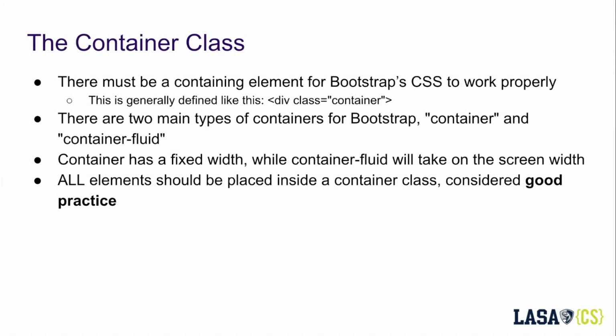There must be a containing element for Bootstrap CSS to work properly. The way to define a Bootstrap container is by using the container class as defined by Bootstrap. There are two main types of containers for Bootstrap: container and container-fluid. Container has a fixed width, whereas container-fluid will take on the width of the screen. All elements should be placed inside of a container class of some kind for good practice.